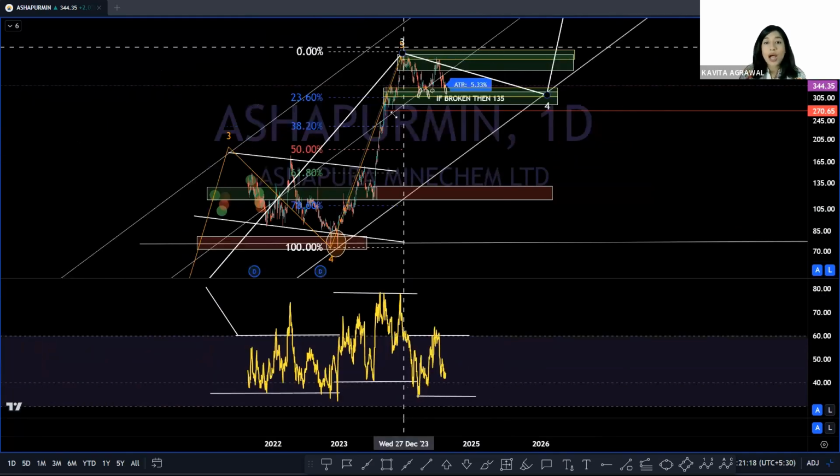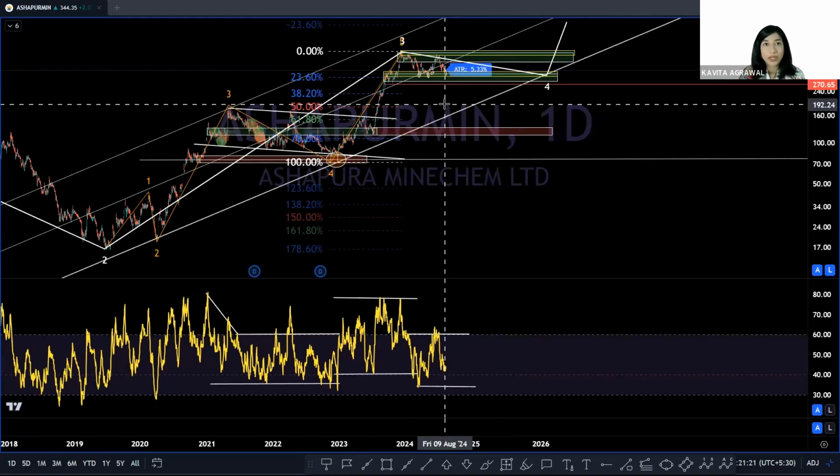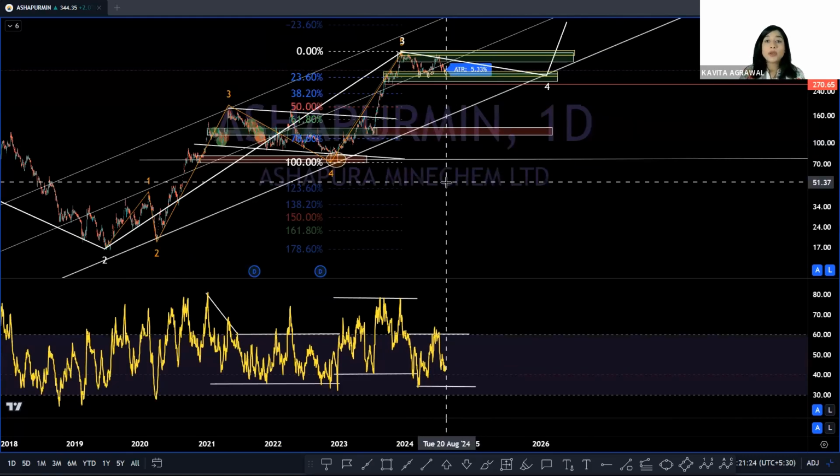So Ashapura Minechem is not something that I would go in with very aggressively at this stage of time. I would take time to accumulate my position, keep a hefty stop loss, not expose more than 5% of my total capital. And when my position is created, make sure that my stop loss is set as well as my target is set. Once my entire position gets accumulated and the stock starts going up, I will also be trailing my position with stop losses based on the daily time frame analysis.